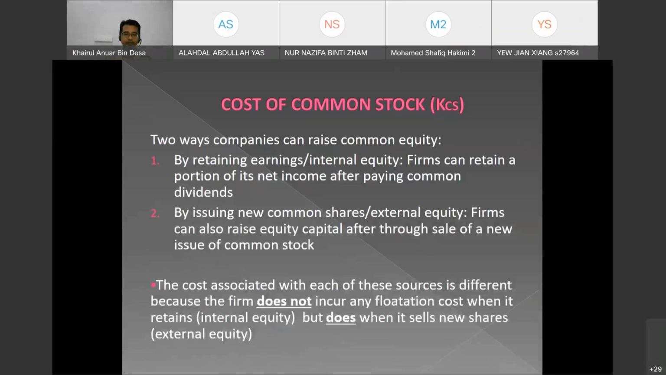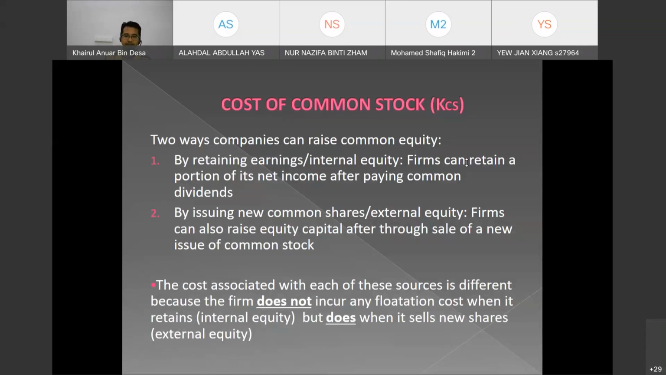Now today we're going to discuss the cost of common share, the cost of common stock. There are two ways a company can raise equity, or common stock, which we also call common equity. Preferred share and common share, we call them equity.